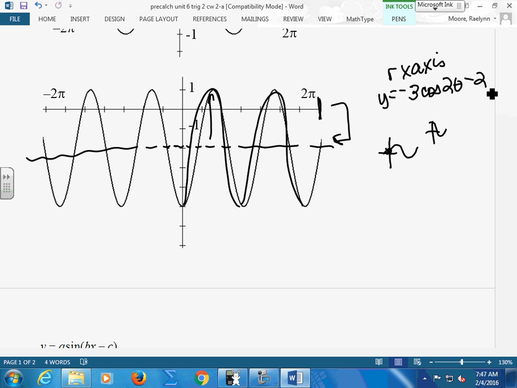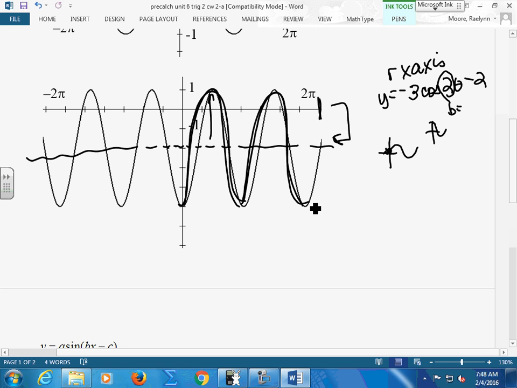Why is there a 2? Because this is your frequency. This tells you how many complete cycles in 2 pi. So when I start here, this is 1, this is another one, 2.